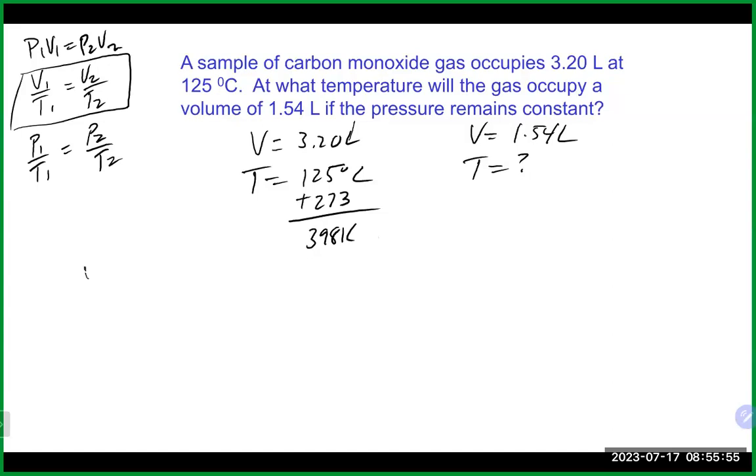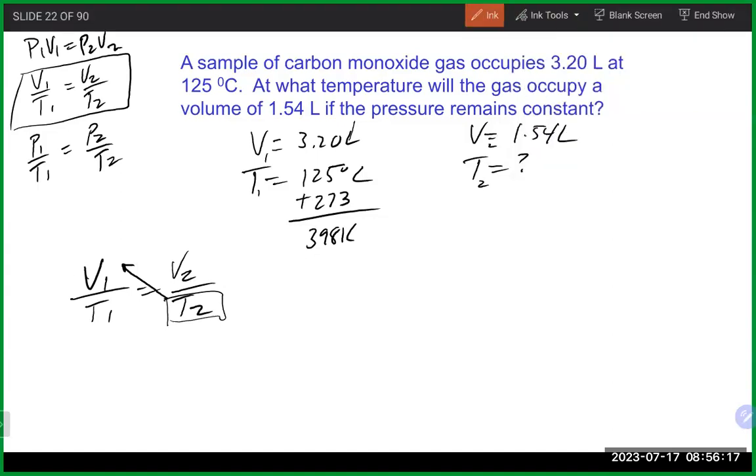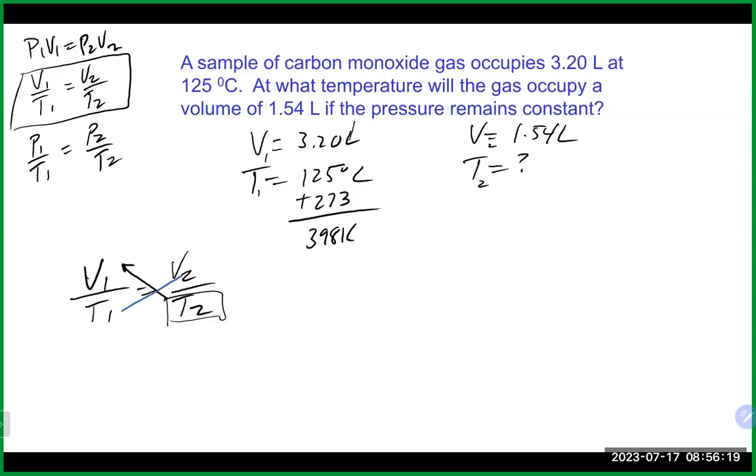So in this case, we have V1 over T1 equals V2 over T2. Again, I'll call these the ones and these the twos. That means I'm actually solving for T2 in this case. That means I really need to multiply T2 to the other side, which means bring it over there. And the ones on the left-hand side, I need to bring to the other side. So if I do that, I will do that in steps. We'll get T2 to the other side.